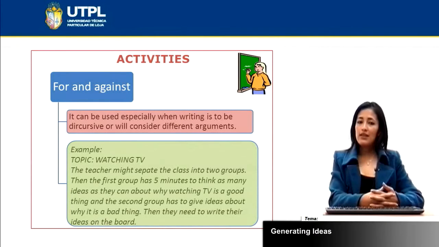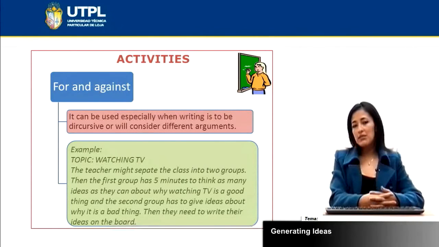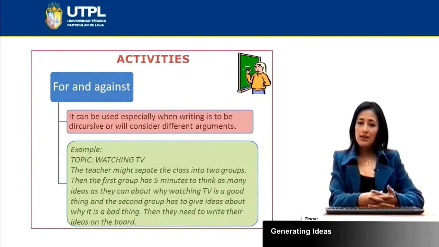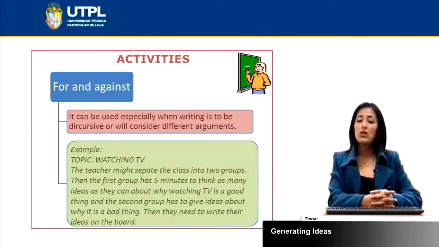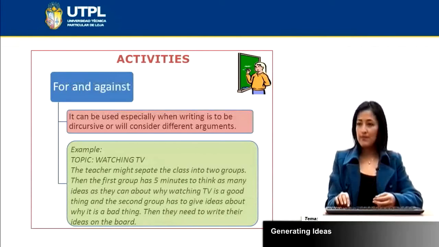Then the teacher is going to write 2 columns on the board. In the first column, the teacher is going to write positive aspects about watching TV, and in the other column, negative aspects of watching TV. Then each group has to come to the board, and they need to write the ideas about positive aspects and also the ideas related to the negative aspects. So in this way, all of the students are going to write, and also they are going to observe, and also they are going to learn about watching TV.